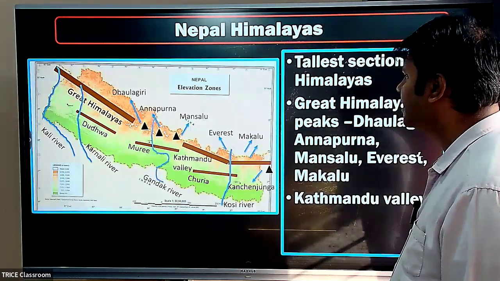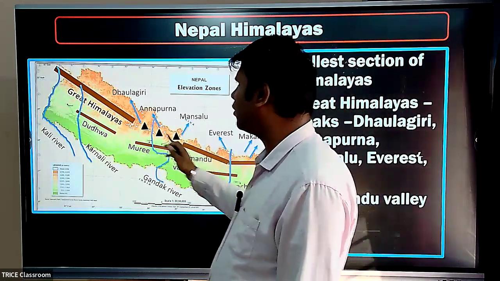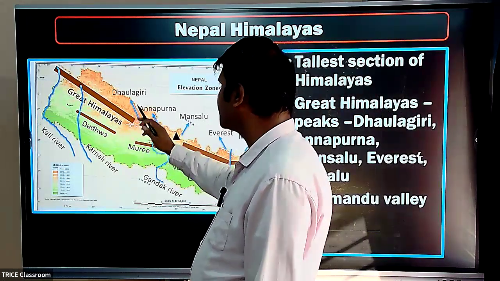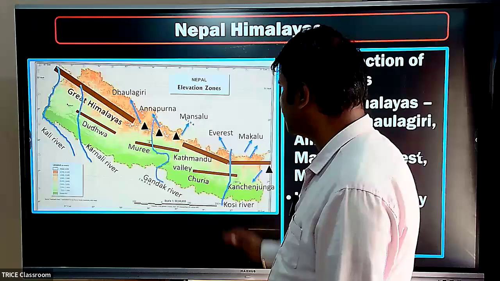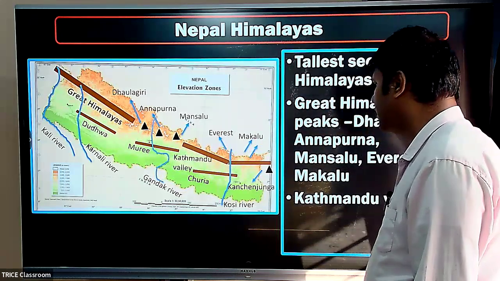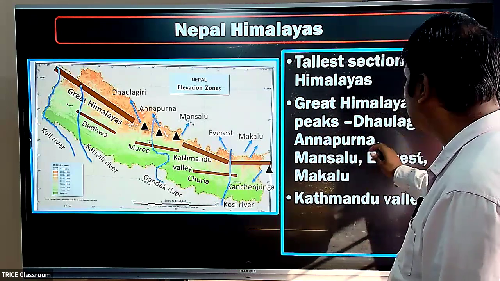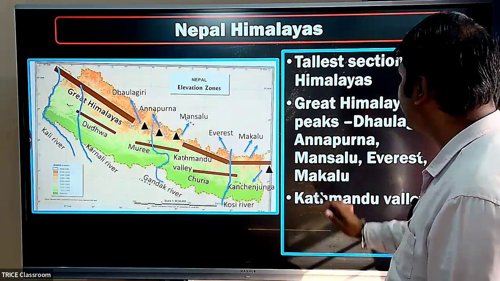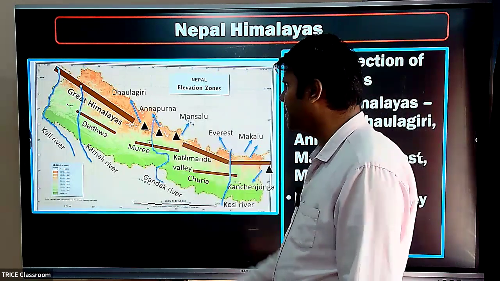Next, let's look at the Nepal Himalayas. I've already told you the greater Himalayas, the tallest peaks you will find are in this Nepal region. So in the greater Himalayas you have Dhaulagiri, Annapurna, Manaslu, Makalu, Mount Everest located in this particular region. Just next to that, the middle Himalayas, Dudhwa, Mahabharat, Churia, and other mountain ranges are located in this region. All these form part of the greater Himalayas. This is the tallest section of the Himalayan region, right?